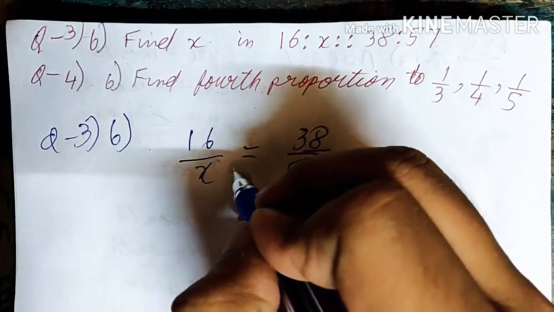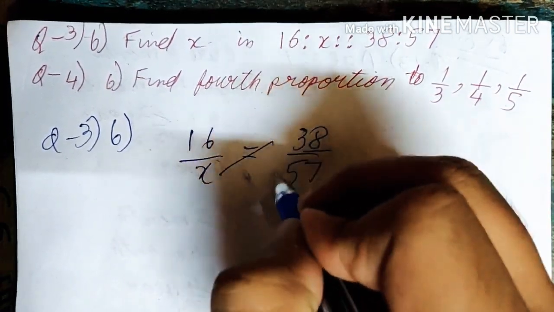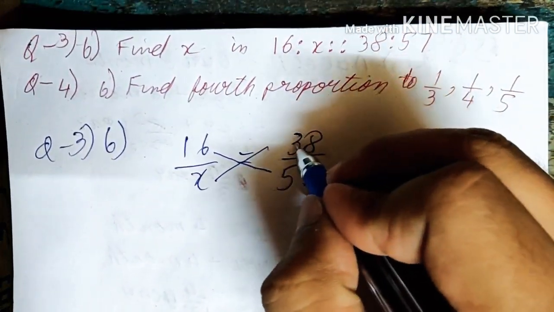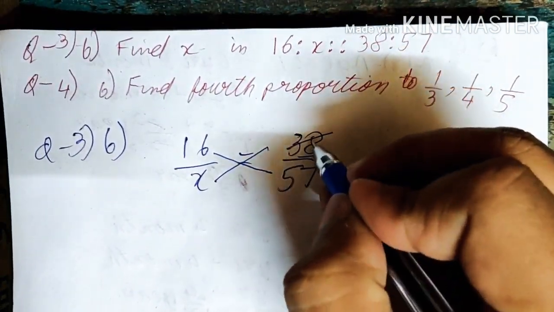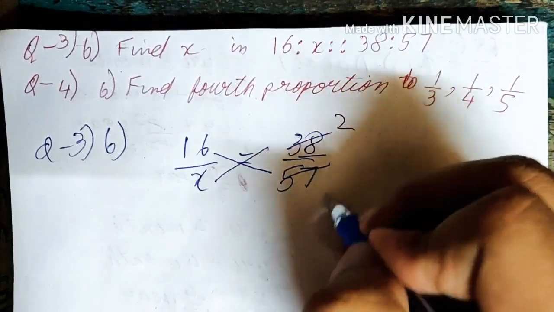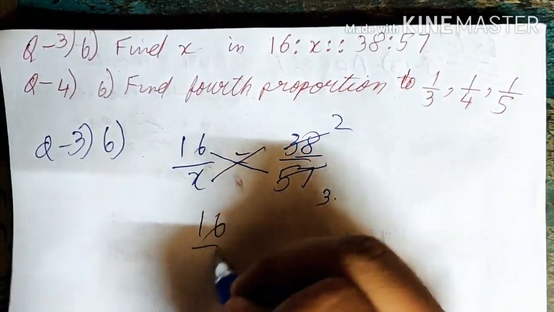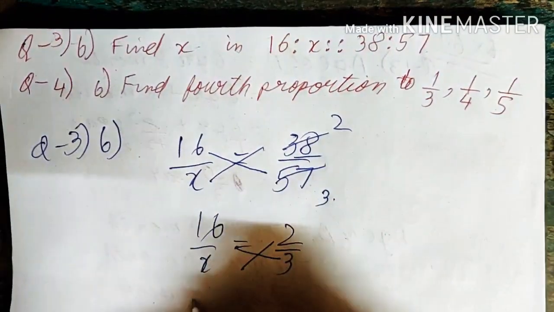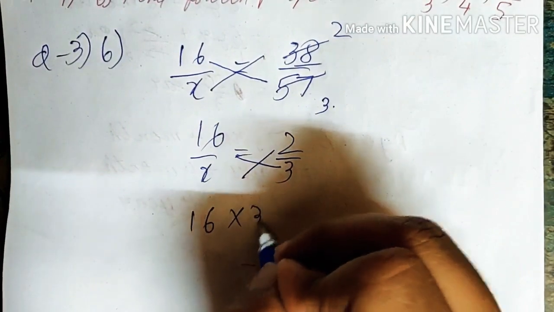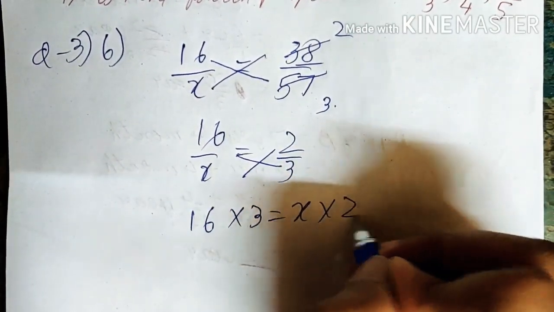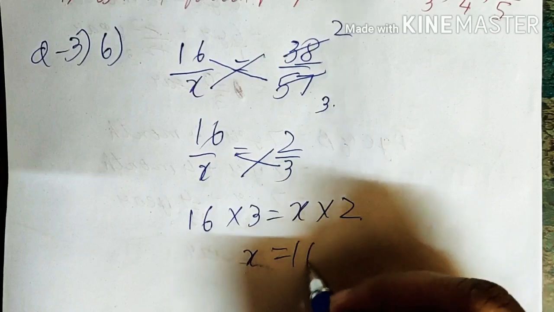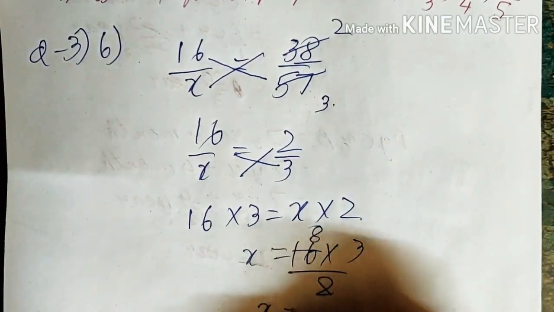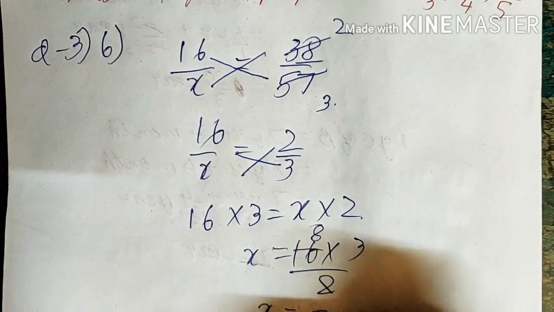Okay, so now what's the simple method? We will just cross multiply it. Before cross multiplication we can cut it down itself, like it can be cut by 19 and 19: 19 2s are 38, 19 3s are 57. So 16 by x is equal to 2 by 3, and now we will cross multiply. 16 into 3 equals x into 2. Here x will be equal to 16 into 3 upon 2. 8 2s are 16, so x equals 24.